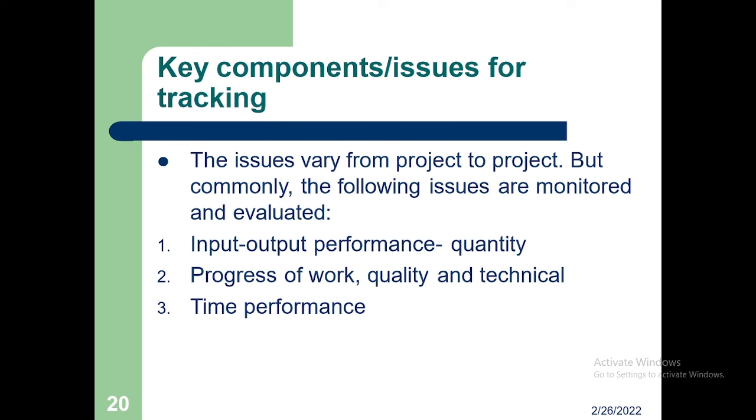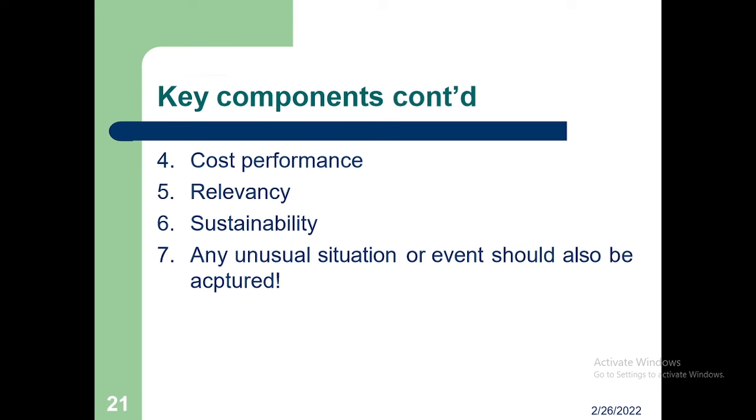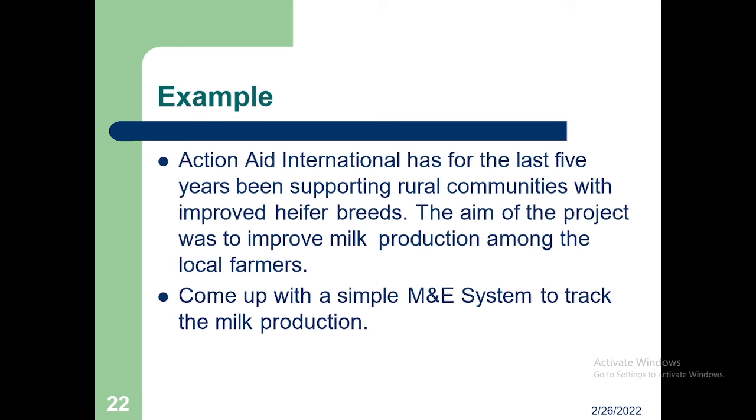Key components or issues for tracking. You can track your input, output, performance, quality. You can track your progress of work, quality and technical, and then time performance. Time performance of these activities. How are they supposed to be implemented in what time frame? How is the output? What is the progress of work and quality? You track that. Then you can look at cost performance in terms of relevance, sustainability, and any unusual.